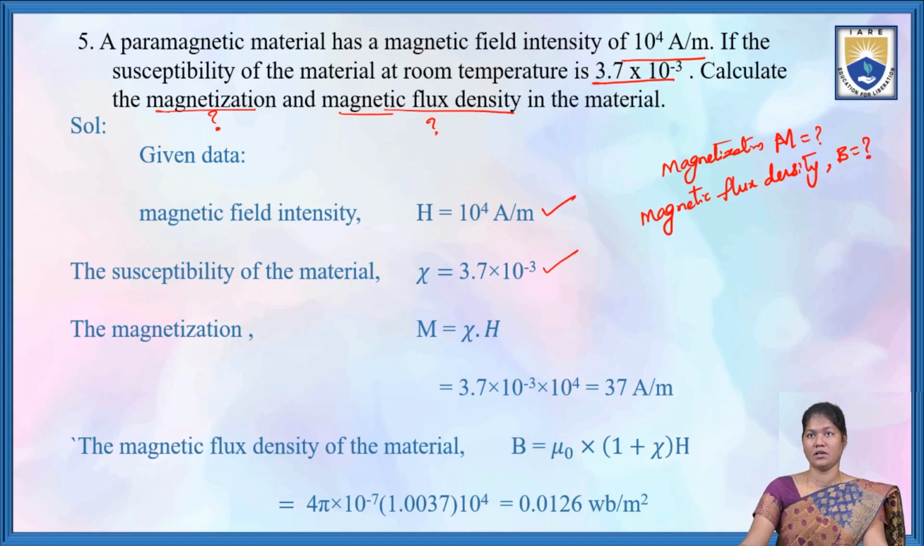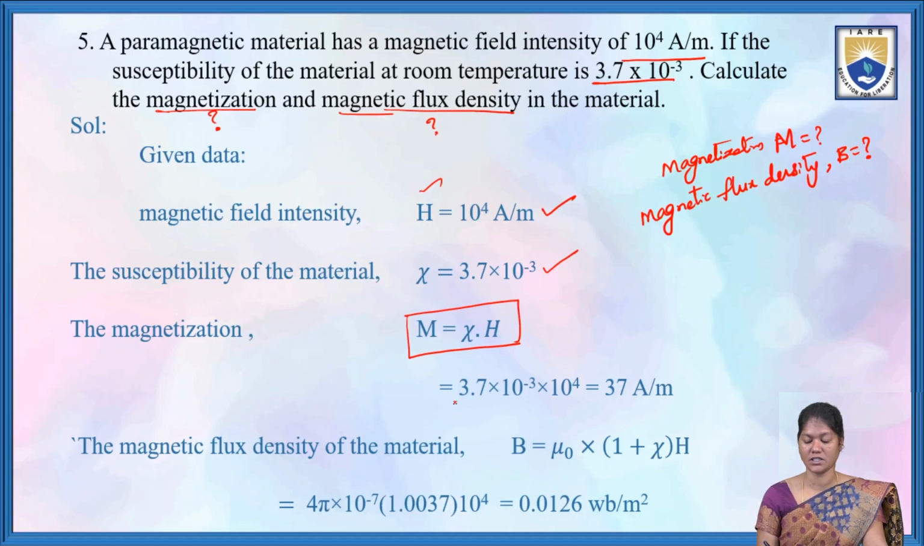The formula for magnetization M is chi into H. Chi is equal to 3.7 into 10 power minus 3, and we also have the H value. Substituting chi and H, it is equal to 3.7 into 10 power minus 3 into 10 power 4. So the magnetization value becomes 37 ampere per meter.